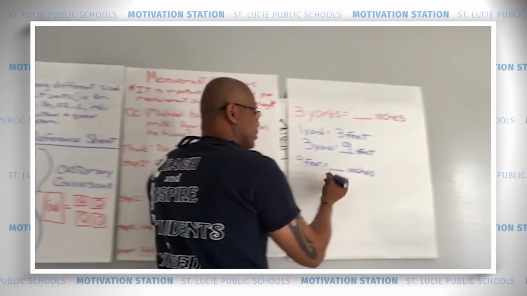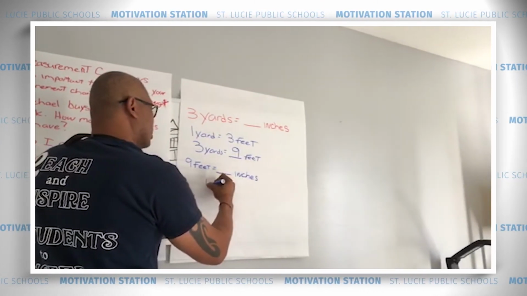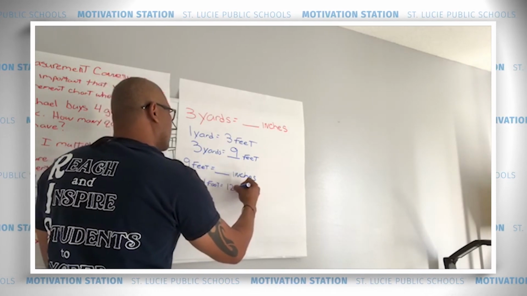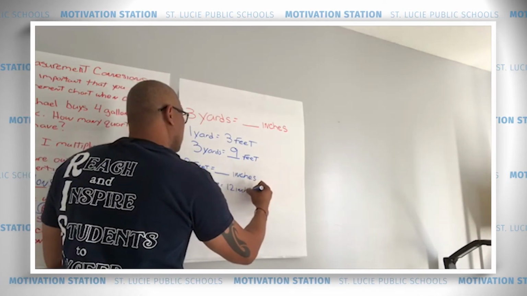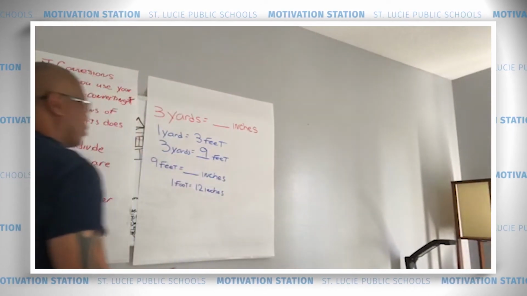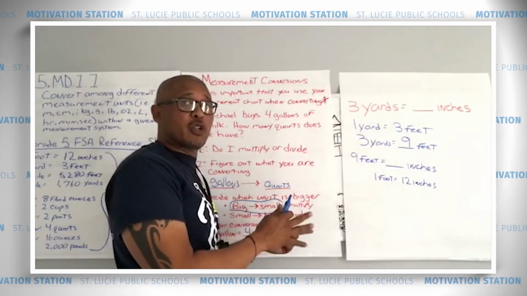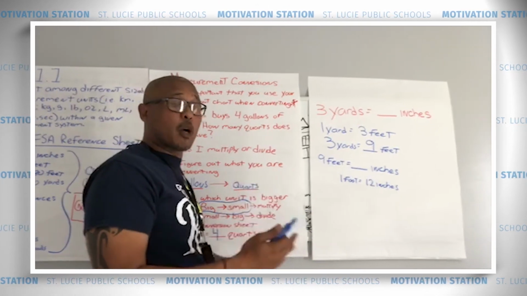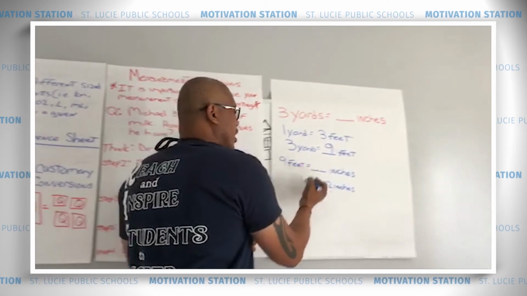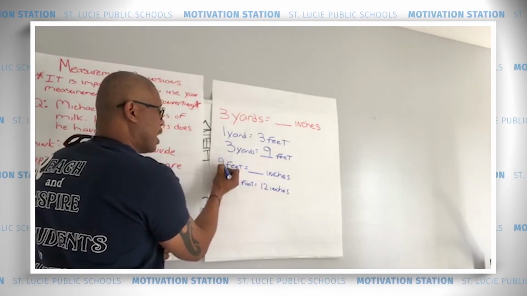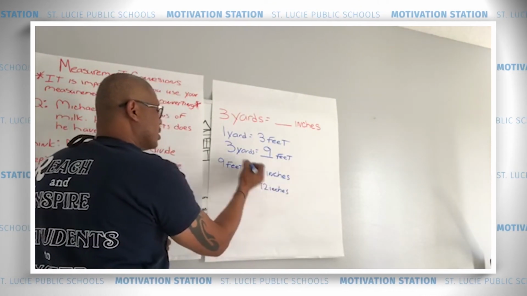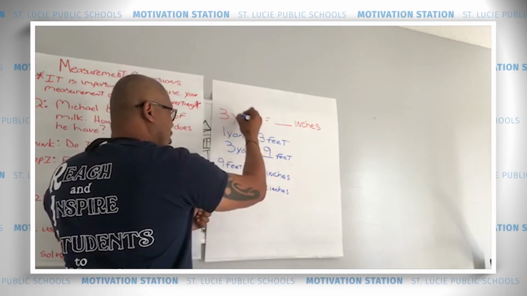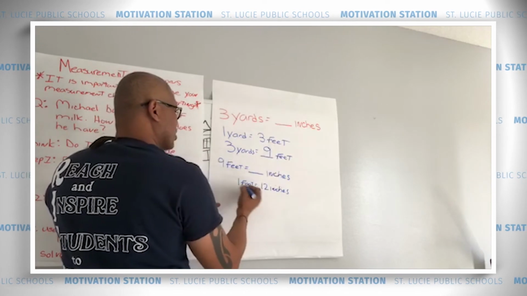So I can write that. So 1 foot equals 12 inches. So I'm going from a large unit of measurement to a smaller unit of measurement. So therefore I am going to multiply. So I'm going to multiply 12 times 9 to figure out how many inches 3 yards equals.